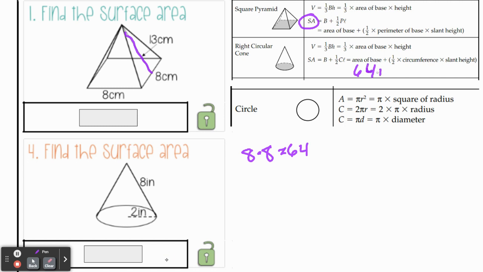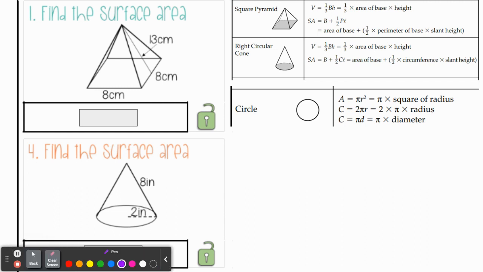Then we're going to add half. Oh, I'm doing this on the wrong one. Hang on. Let's put this. There we go. And back to my pen. Up here. So we have 64 for our base plus half the perimeter of the base. So what's 8 times 4? Because there's 4 sides of a square. Well, 32 times our slant height. So the height of our triangles is 13. So if you put that into your calculator, you can use your Desmos. Hey, you get 272.